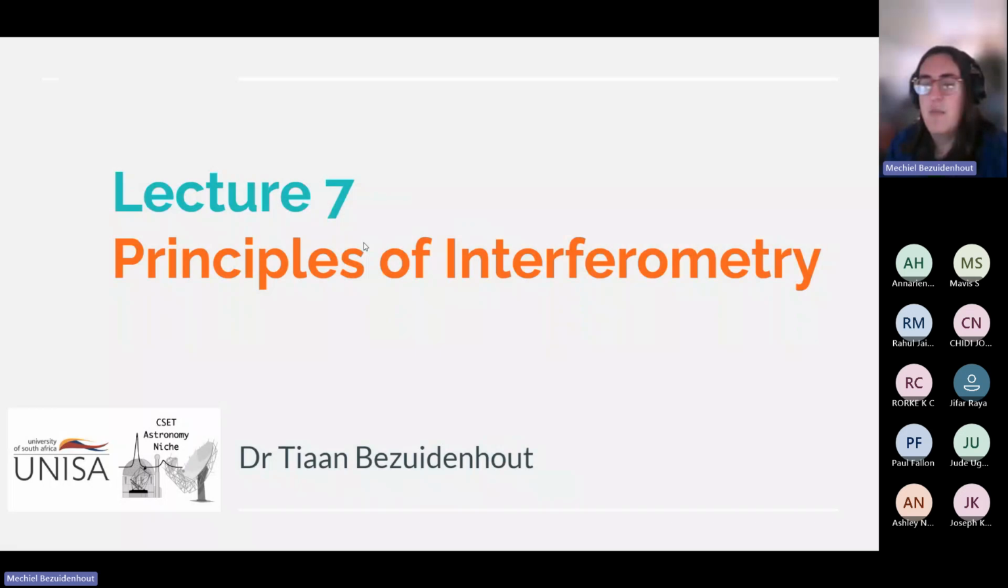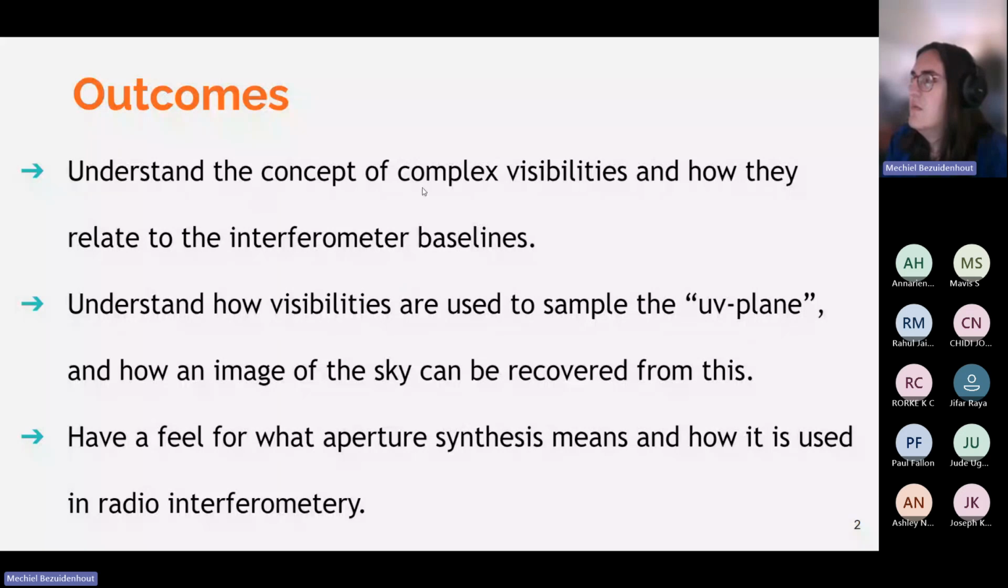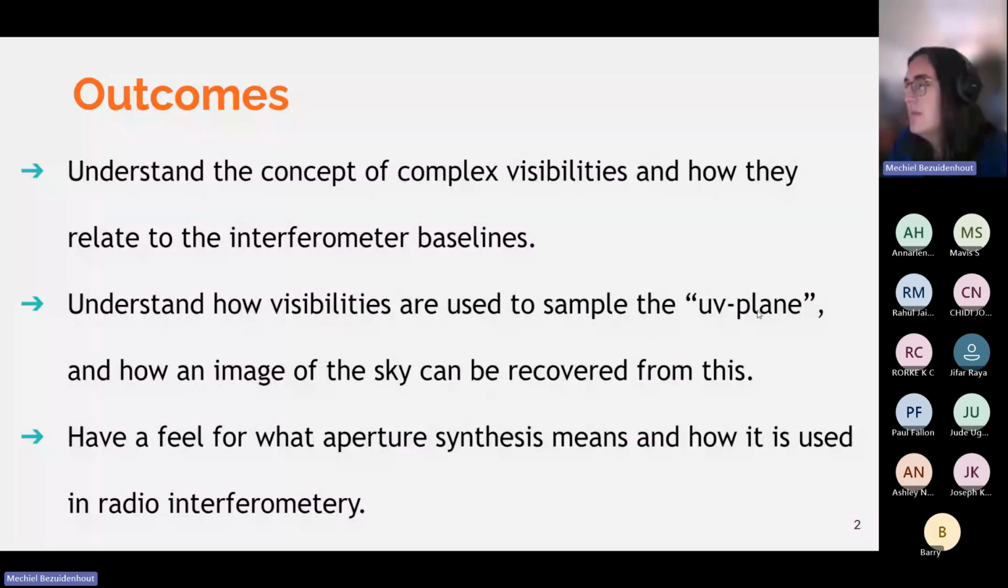For today, we're going to approach a pretty tricky subject, which is interferometry. But it's a very interesting topic, and I think it's going to be a lot of fun. So at the end of today's lecture, you should have some concept of what complex visibilities are and how they relate to the interferometer baselines. You should understand how these visibilities are used to sample the UV plane and how an image of the sky can be recovered from this. And you should have a feel for what aperture synthesis means and how it's used in radio interferometry.